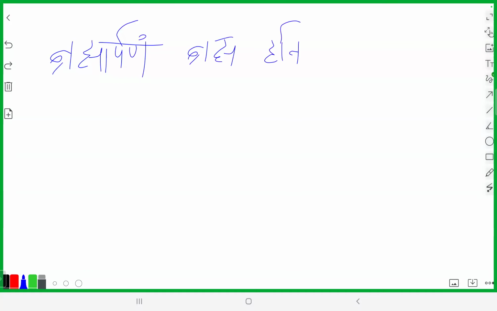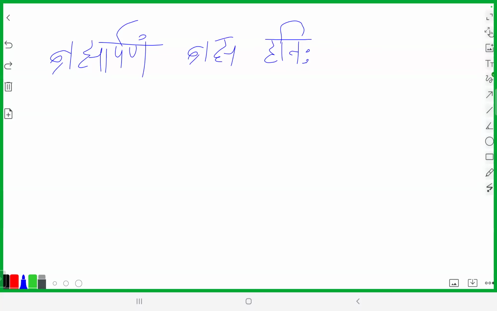Okay, let's read further. 424. Yes, Rakesh ji, padhiye. Brahmarpanam Brahma Havihi Brahmagnau Brahmana Hutam, Brahmaiva Tena Gantavyam Brahma Karma Samadhina.